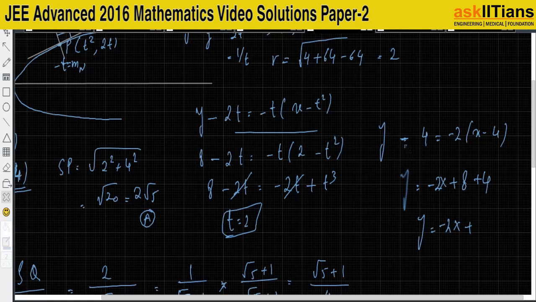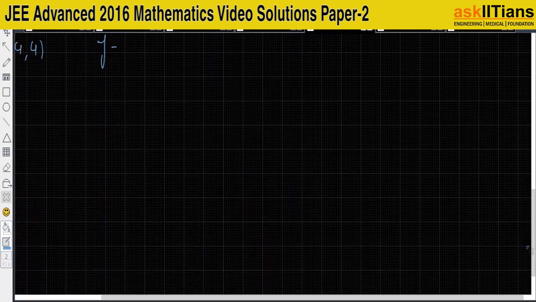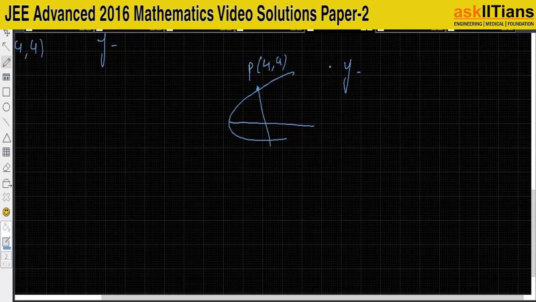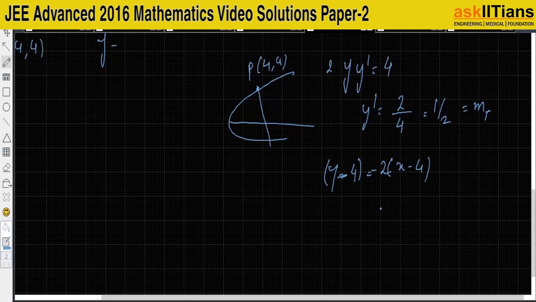Wait a minute, equation of normal at 4, 4, right? So suppose this is the parabola, and let this point be point P, and I have to write down the equation of normal, and then find out the x intercept. This point is 4, 4. So dy by dx: 2y y dash equal to 4, so y dash is 2 by y, that is 1 by 2. This is slope of tangent. So slope of normal will be minus 2, and equation of normal will be y minus 4 is equal to minus 2 times x minus 4. So minus 2x plus 8 plus 4, this will be minus 2x plus 12.